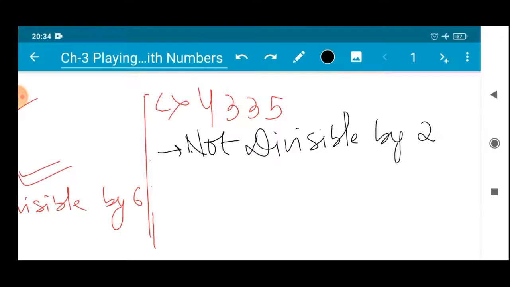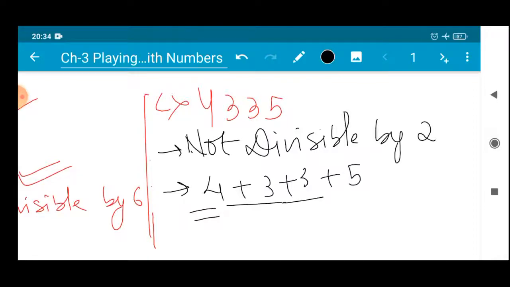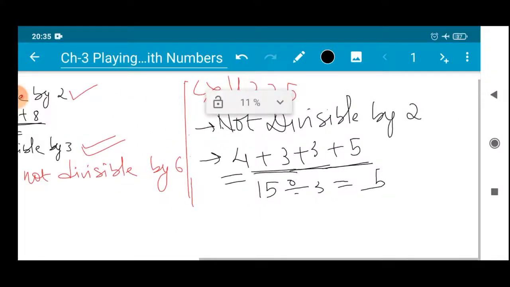Yes, so in order to check by 3, what we have to do is add all the digits, the sum of all the digits. If it is divisible by 3, then the number will be divisible by 3. So 4 plus 3 is 8, 8 plus 3 is 11, 11 plus 5 is again 16. Okay, sorry, here I made a mistake: 4 plus 3 is 7, 7 plus 3 is 10, and 10 plus 5 is 15, right? So this is 15. 15 divided by 3 is possible. Yes, the answer is 3. So here it is divisible by 3.